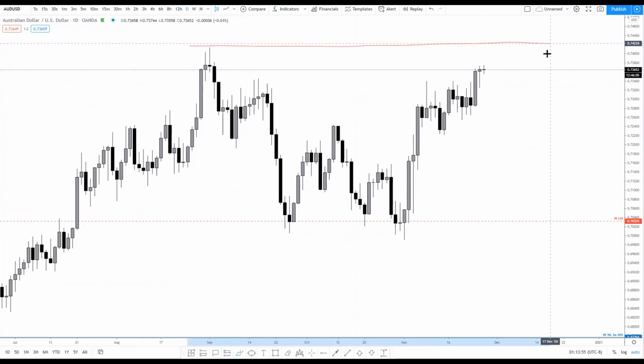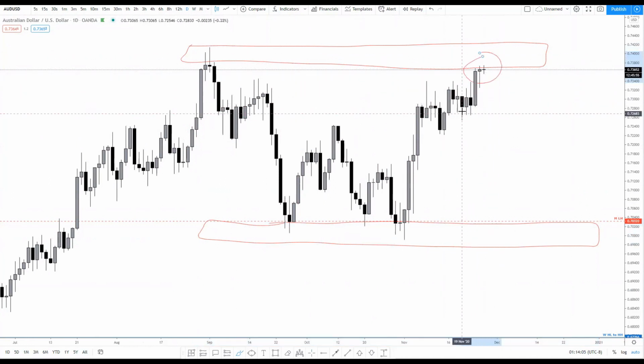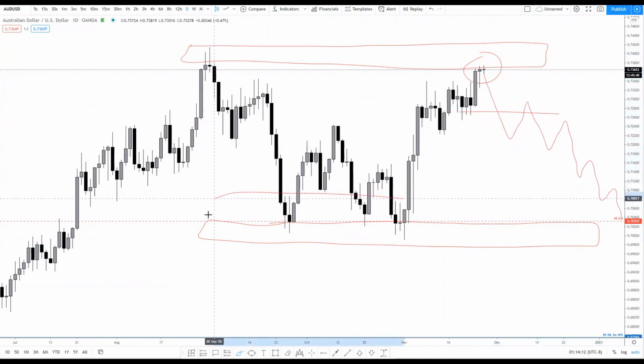If price fails to break that level of supply, but it stays above this level of demand, now price is becoming range bound. If we get a rejection from this level that breaks this higher low to higher high, it's very likely price is going to come back down into one of these levels and retrace or do something relative to a higher time frame.